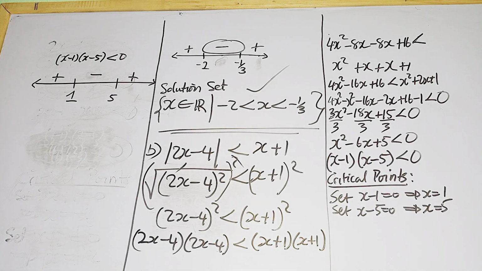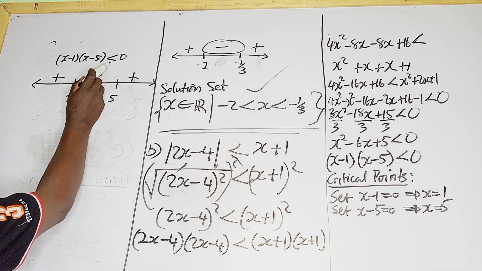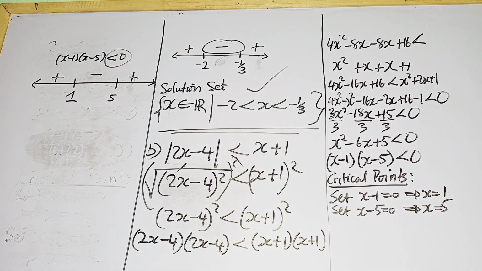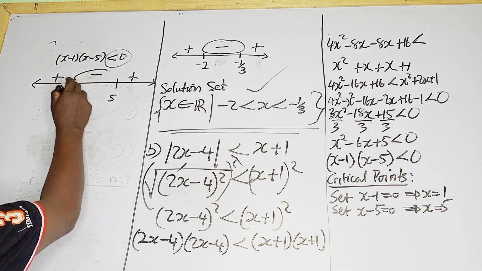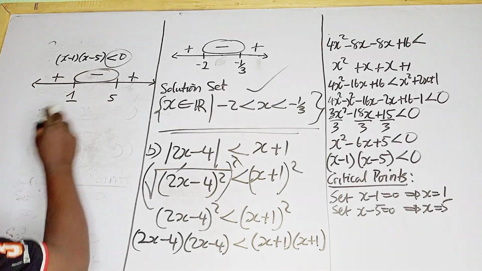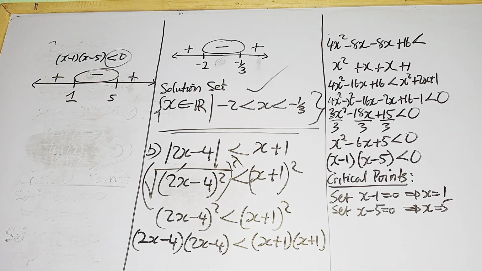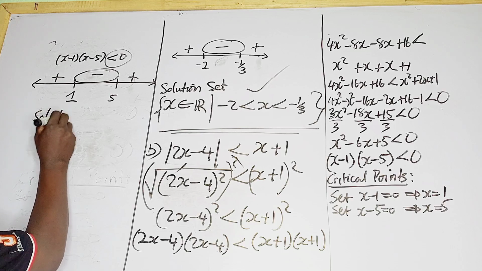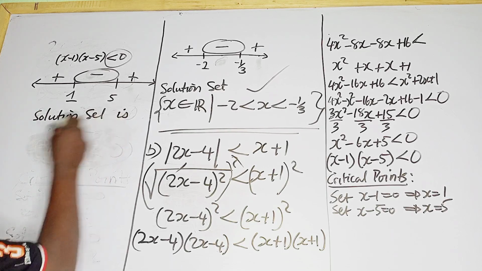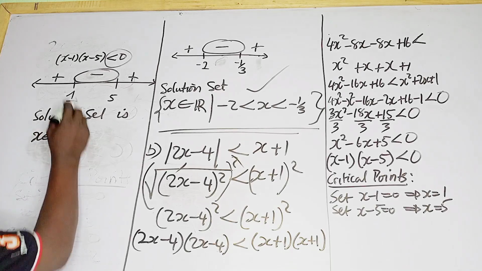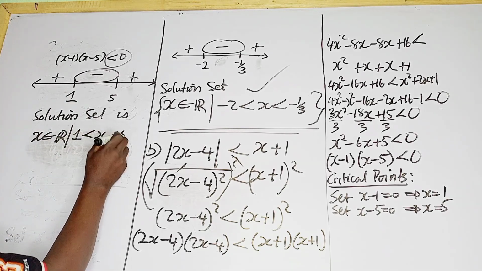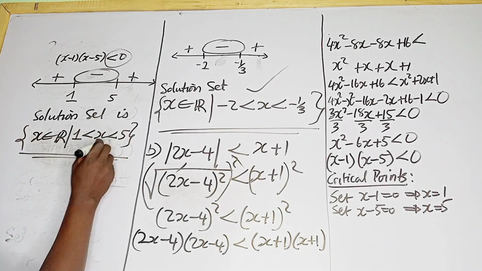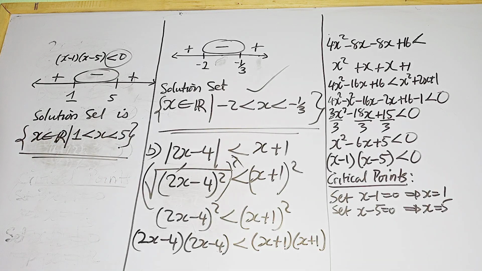So now, which of these 3 zones will give us our solution set? Remember, we're talking about less than 0, and less than 0 means negative. Again, here we have our solution. This is where we have negative. So all values in this zone will give us the solution set for the absolute value inequality that we had. And so our solution set will be all real values such that 1 is less than x less than 5. This gives us the solution set of our second inequality.